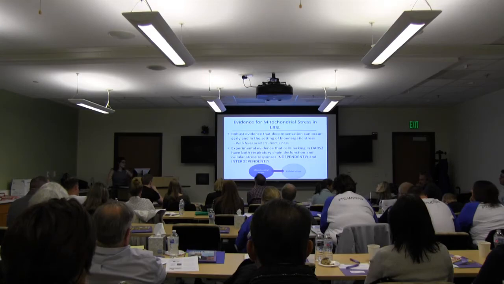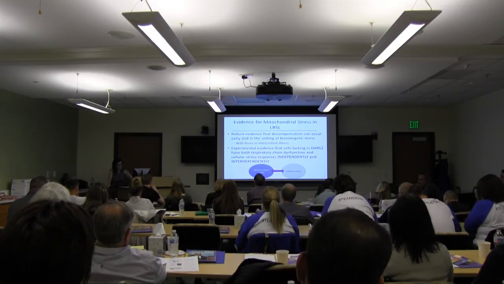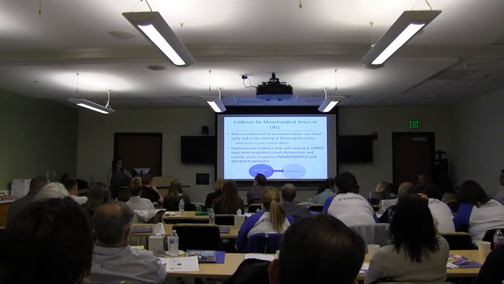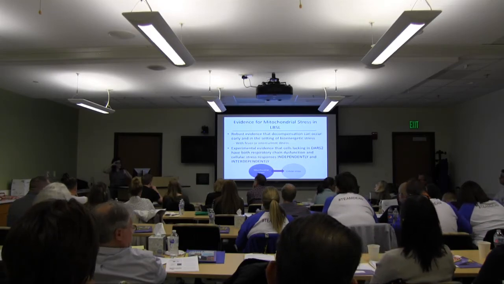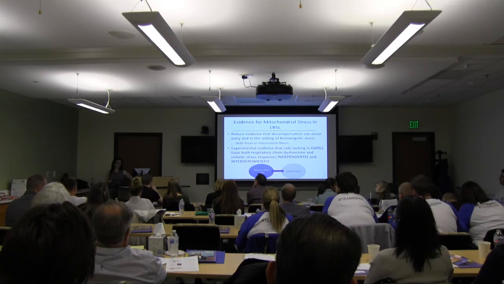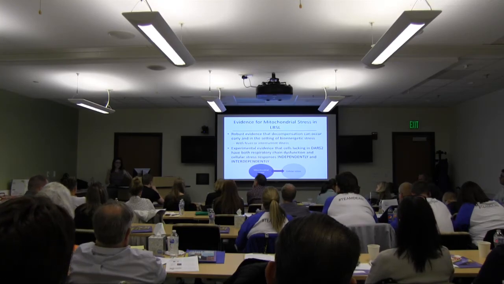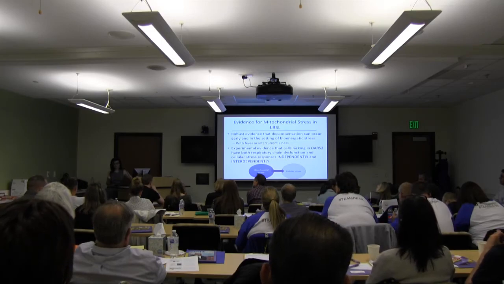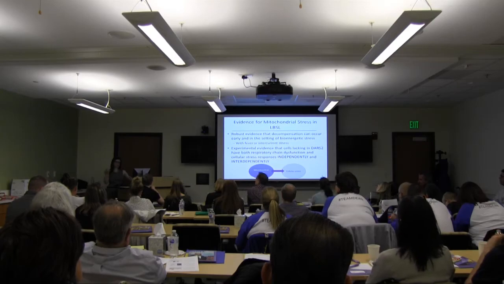There is some very nice experimental evidence, and for any of the scientists in the room who are interested in this paper, it came out in 2014. I'm blanking on the name of the authors, but they showed that when you remove the DARS2 gene from cells, they actually have two kinds of stress responses. One is that the mitochondria themselves aren't working so well, and then there's also an independent stress response going on in the cell, but there's a lot of crosstalk between those two processes.